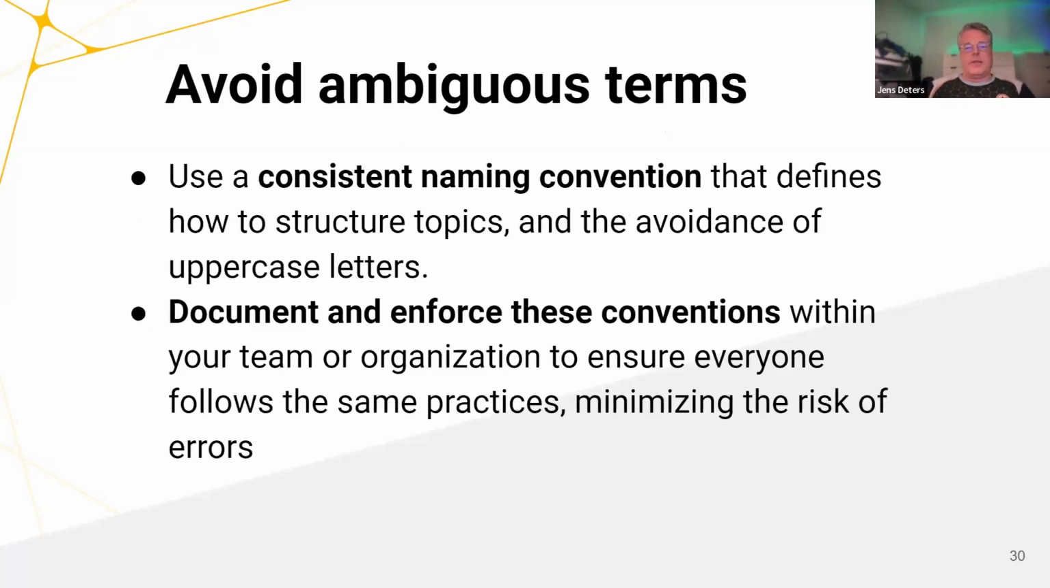And in this context, you should also avoid ambiguous terms. You should really introduce a consistent naming convention that can be very well documented. And you should enforce these conventions with your different teams and business units in your organization, so everyone who is taking part in the unified namespace follows the same practice and the same approach.